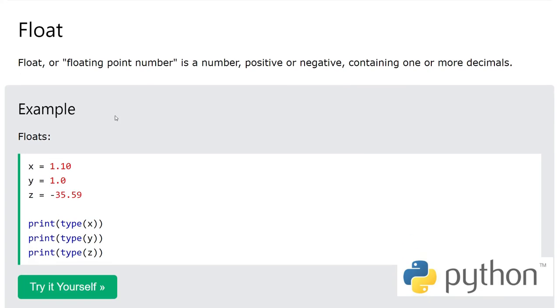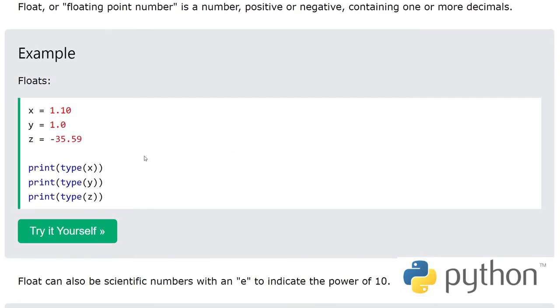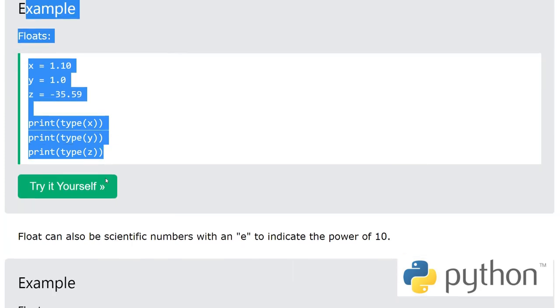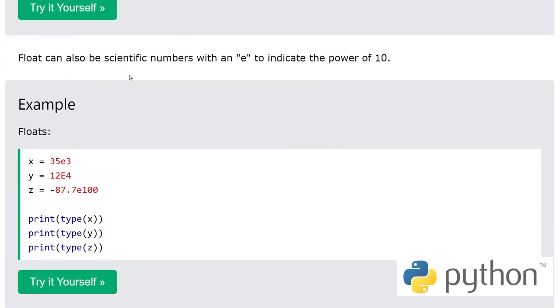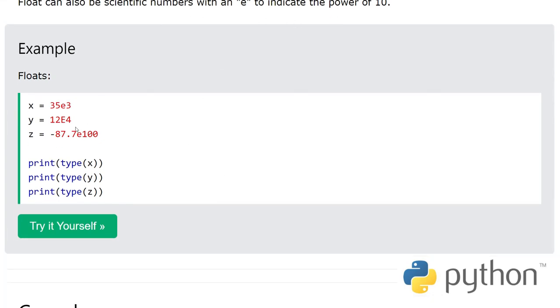Next we look at the float. A float, or floating point number, is a number, positive or negative, containing one or more decimals. So this is a key point in float numbers: containing one or more decimals. Float can also be scientific numbers with an e to indicate the power of 10. This is interesting, so don't forget this.